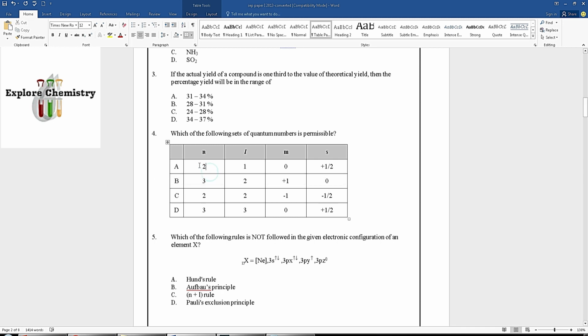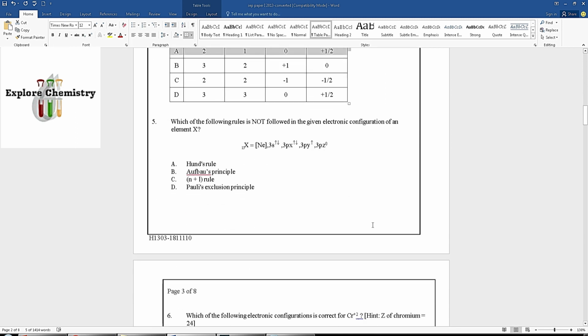Let's check A. If n is 2, azimuthal quantum number value can be 0 or 1, so it is correct, and if it is 1, it can be -1, 0 or +1, so it is also correct. So according to this set, this is correct. Now check why C is not correct and D is not correct. If principal quantum number value is 2, azimuthal quantum number is always less than 2. It should be 0 or 1, it can't be 2. The same mistake is repeated over here also. So correct answer is option A.